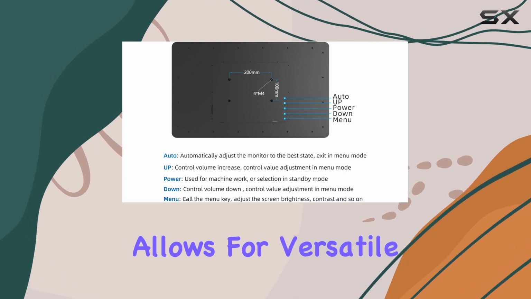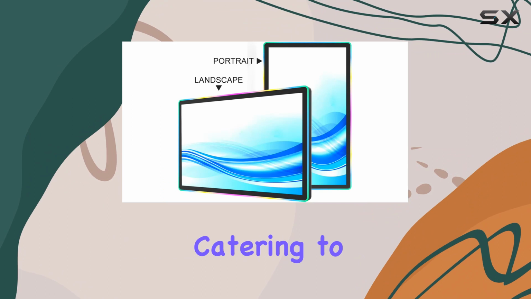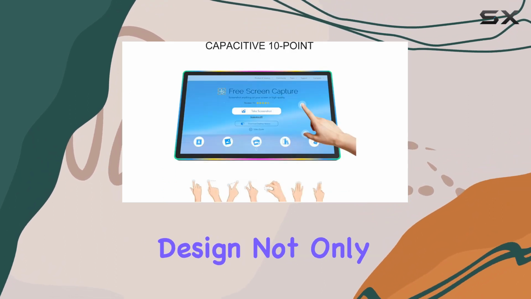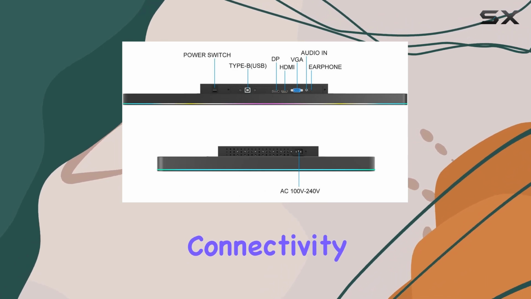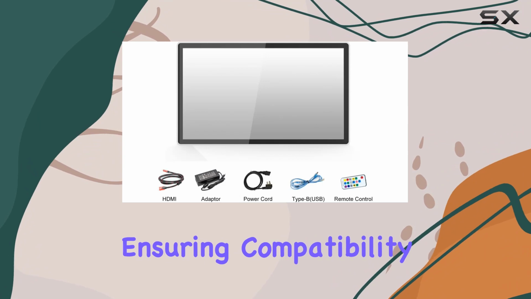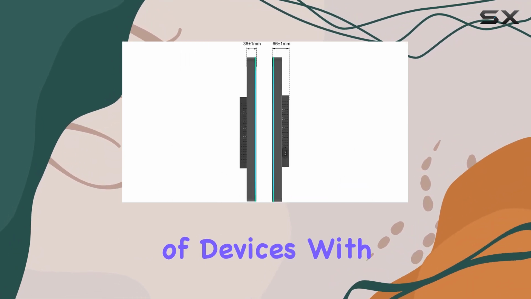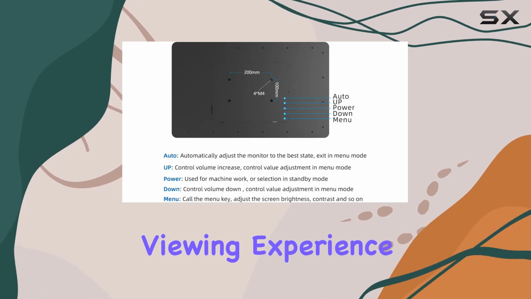The 100mm by 100mm VESA mounting allows for versatile placement in either portrait or landscape orientation, catering to different setups. The edge-to-edge design not only looks sleek but also makes the monitor easy to clean. Connectivity is versatile with DVI, HDMI, and DP interfaces, ensuring compatibility with a range of devices. With a 32-inch screen size, the monitor offers an immersive viewing experience.